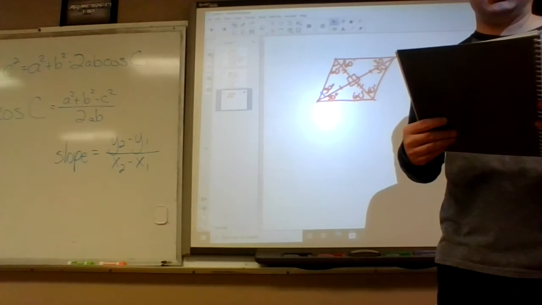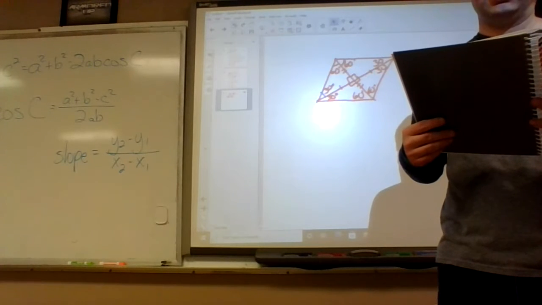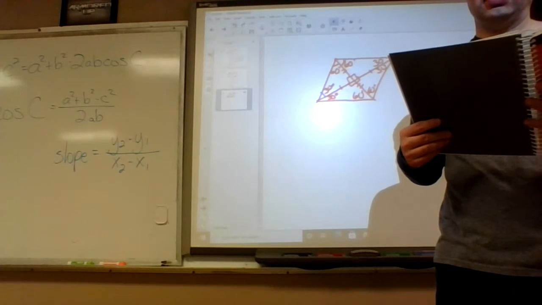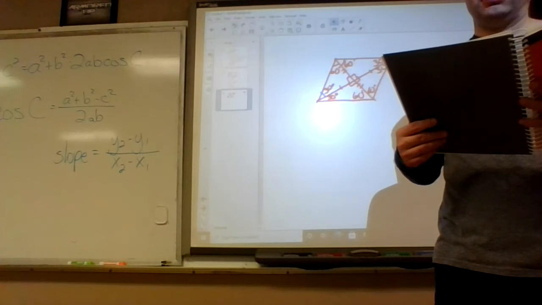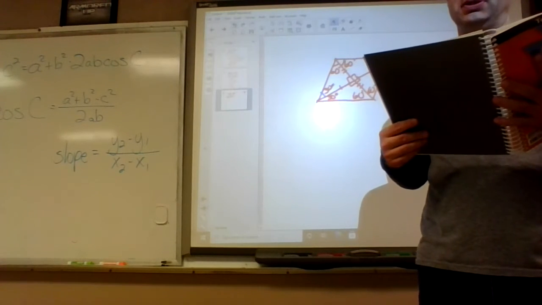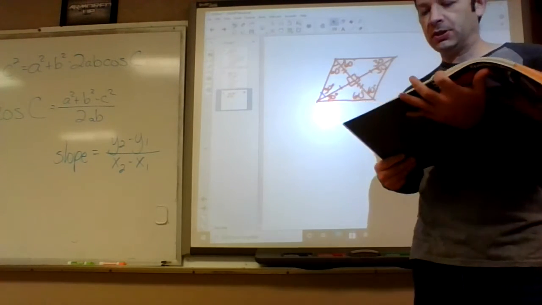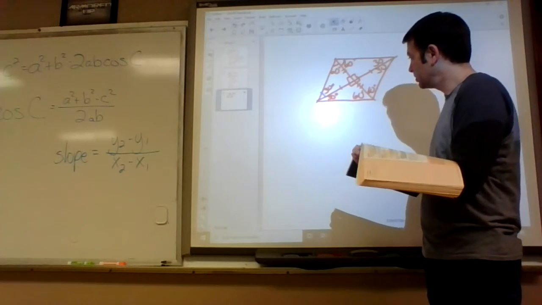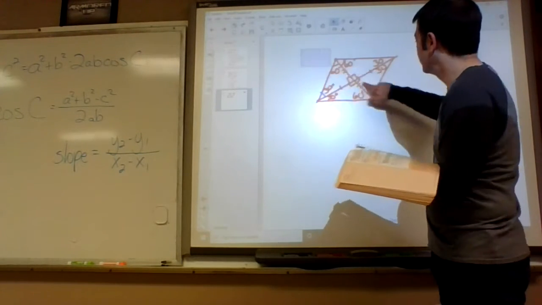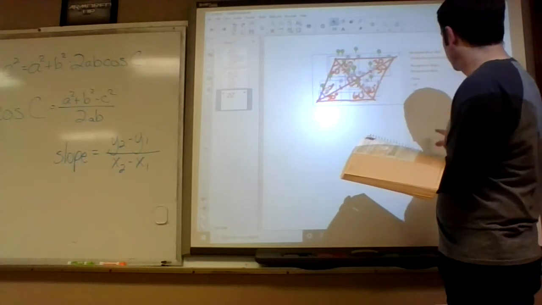Looking at number 8 here, it says same picture. HI is 14, EG is 16. I should have drawn this bigger. You just want to see some magic here.